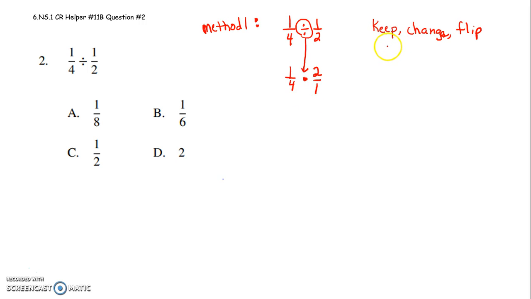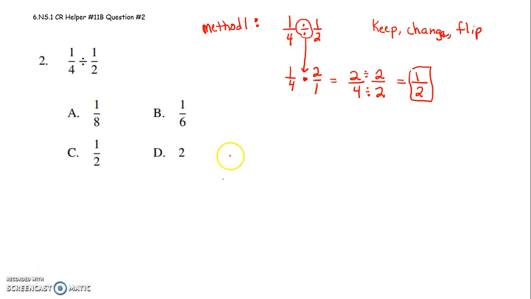Then you can multiply straight across the top, straight across the bottom. Now, you could also simplify at this point, but for a lot of students, they choose to multiply straight across the top. 1 times 2 is 2. 4 times 1 is 4. And then they simplify. So they say, what's a number that divides nicely into both 2 and 4? You can divide the numerator and denominator, it has to be by the same number. Oh, 2 divided by 2 is 1. 4 divided by 2 is 2. So your correct answer is 1/2.